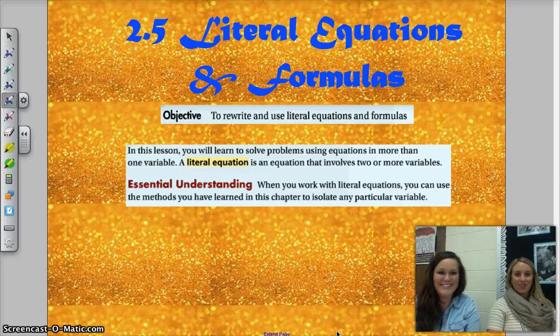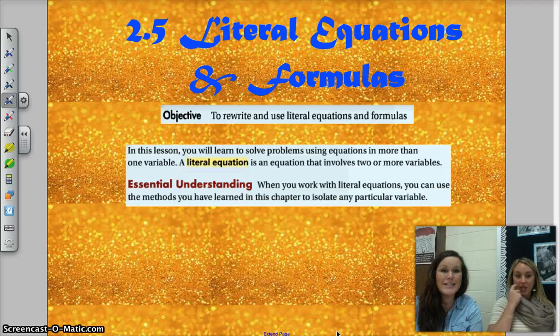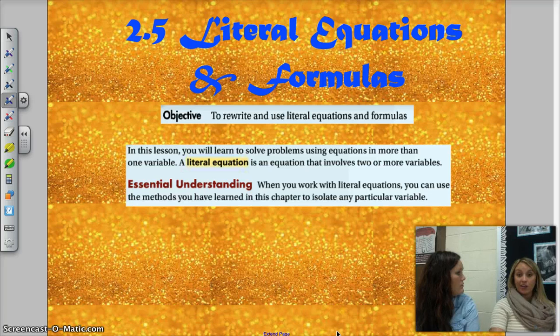Hi. 2.5, literal equations and formulas. Awesome. We're going to use two new vocab terms. One is called standard form, and one is called slope-intercept form. All you need to know is what they look like. You don't need to know anything else about them. But that's going to become your best friend here in January.